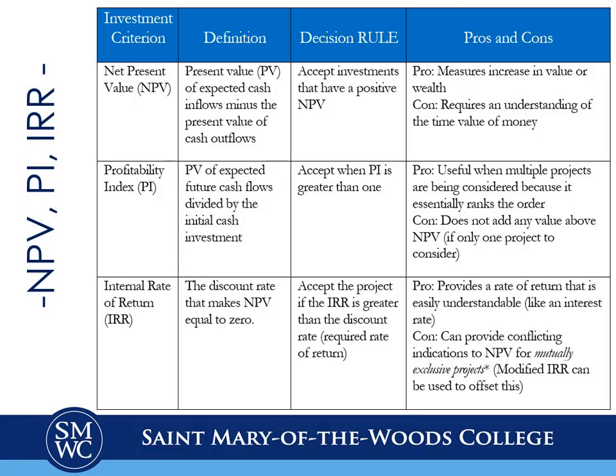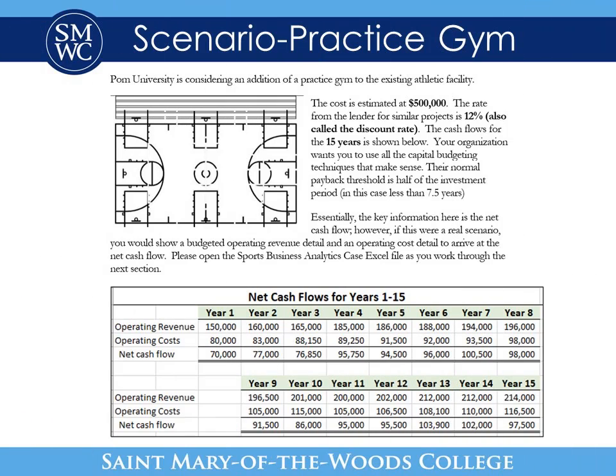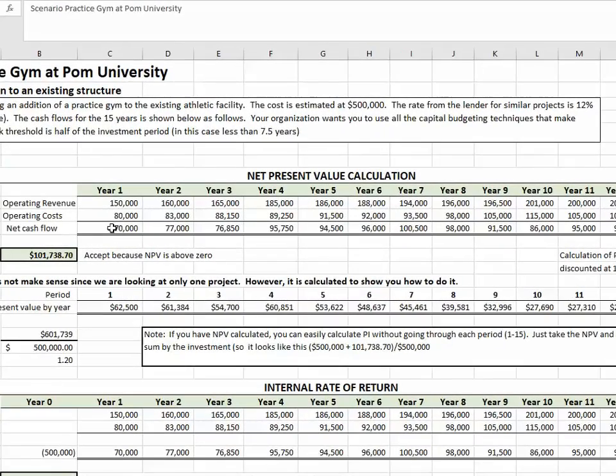So let's get started. In this scenario, Palm University wants to consider a practice gym that'll cost $500,000. The discount rate is 12%, and the project expects to have positive years of cash flow, 15 years of it. So you can see here, these are the cash flows. What would happen is you would have to actually estimate the operating revenue and operating costs, but you really only need the net cash flows to work with for the net present value.